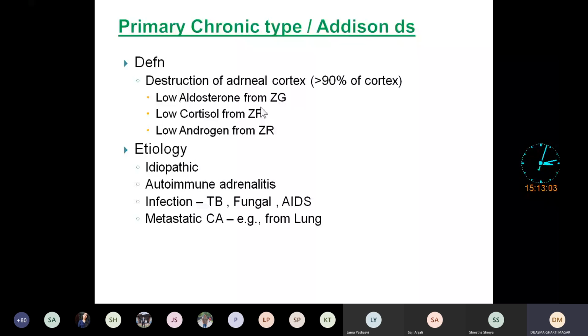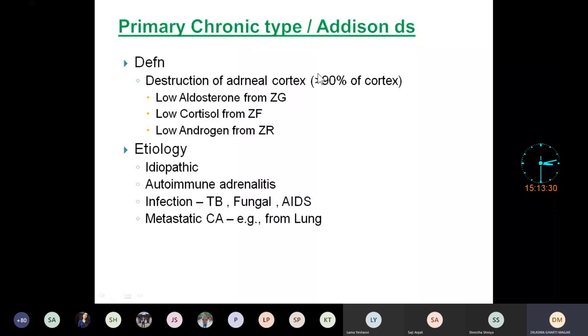For the primary chronic type, or Addison's disease, there is a destruction of the adrenal cortex, and here the destruction is more than 90% of the cortex. There is low aldosterone from the zona glomerulosa, low cortisol from the zona fasciculata, and low androgen level. So every hormone is reduced: aldosterone, cortisol, and androgen. Whenever these hormones are reduced, this is known as Addison's disease.